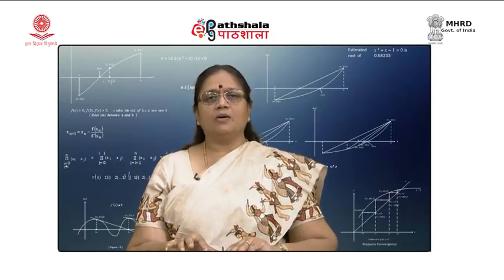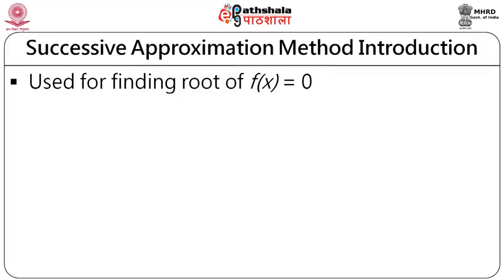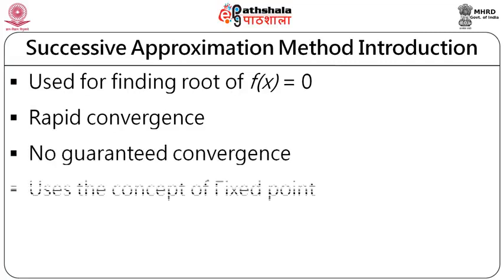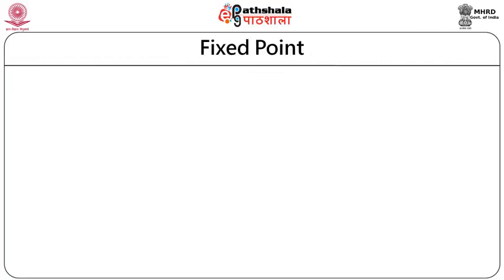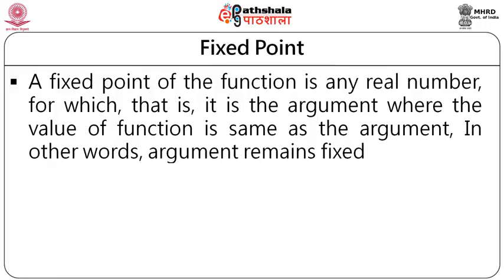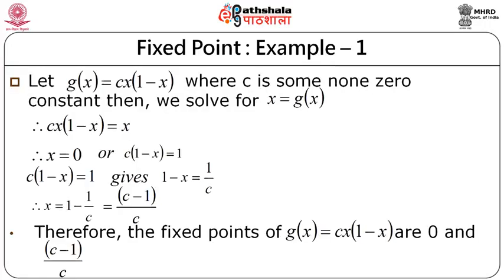This method is based on the fixed point theorem, and that is why it is called the fixed point method. So, let us understand what a fixed point is first. What is a fixed point? A fixed point of a function is a real number such that the function does not change its value at that point. In other words, the argument and the value of the function remain the same, that is, x is a root of x equal to f(x).